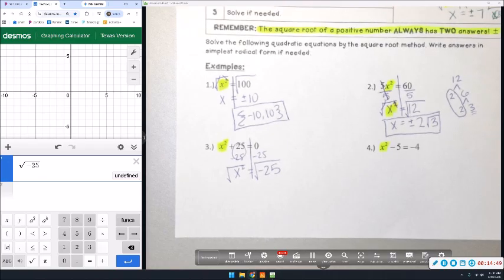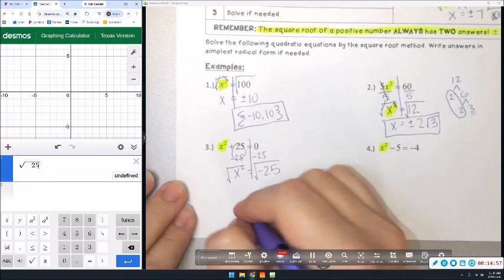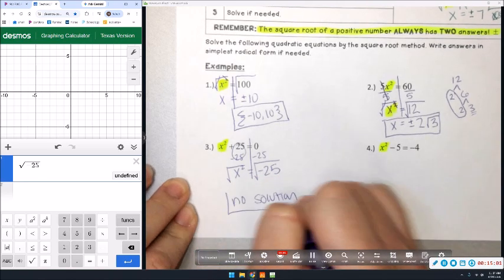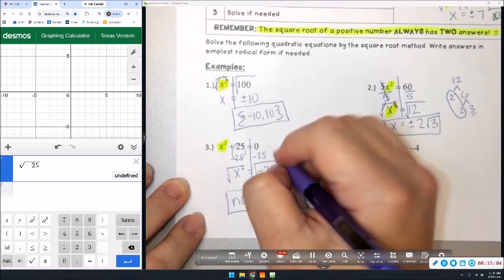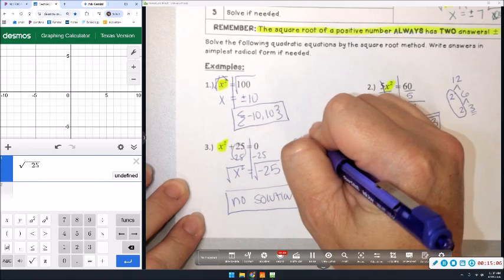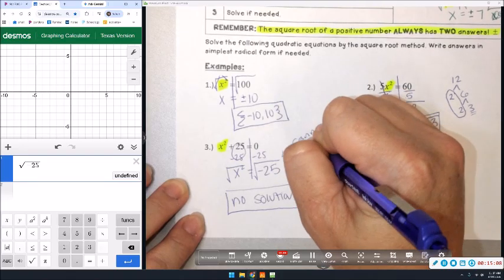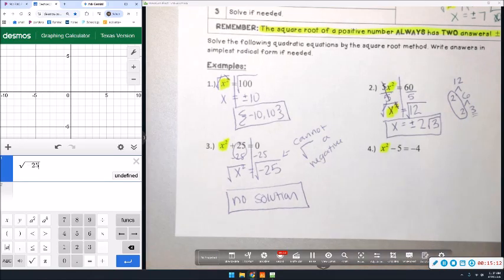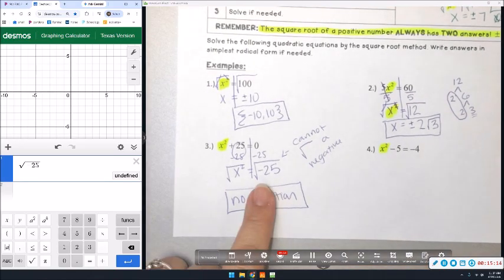What does that mean? No, because 0 is a number, so that would mean it touched at the origin. Would this ever touch? No, which means there's no solution. So you can't take the square root of a negative number. So if you get to this point and there's a negative in there, once you square root, you don't even have to keep going. You literally just say no solution.